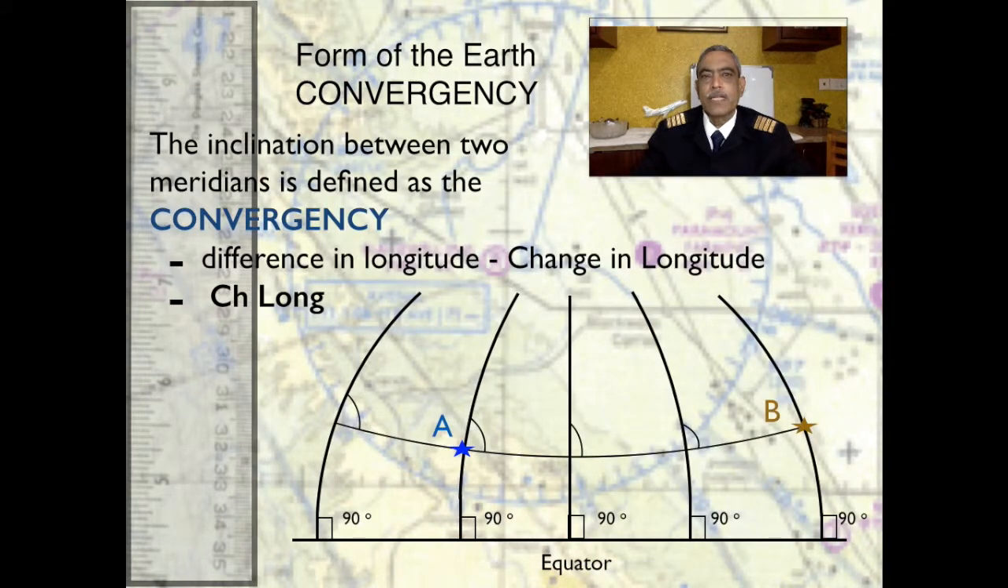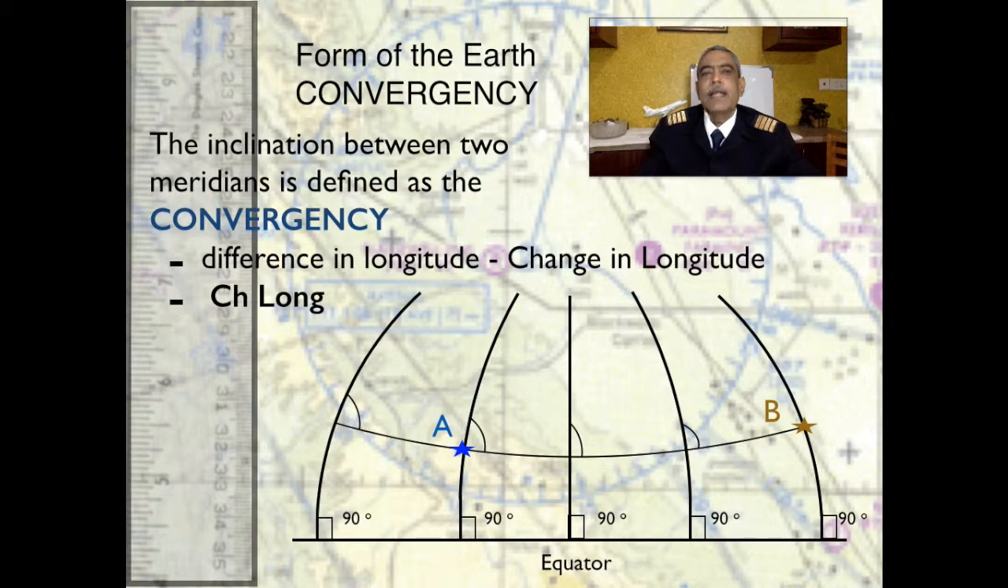The terminology which we are going to learn is called the convergency, which originates from our previous term, convergence. It is a measure of convergence, to put it in very simple terms. The inclination between two meridians is defined as the convergency. And I have shown in this picture two places, A and B, on the same latitude. What will be the convergency if you measure between these two?